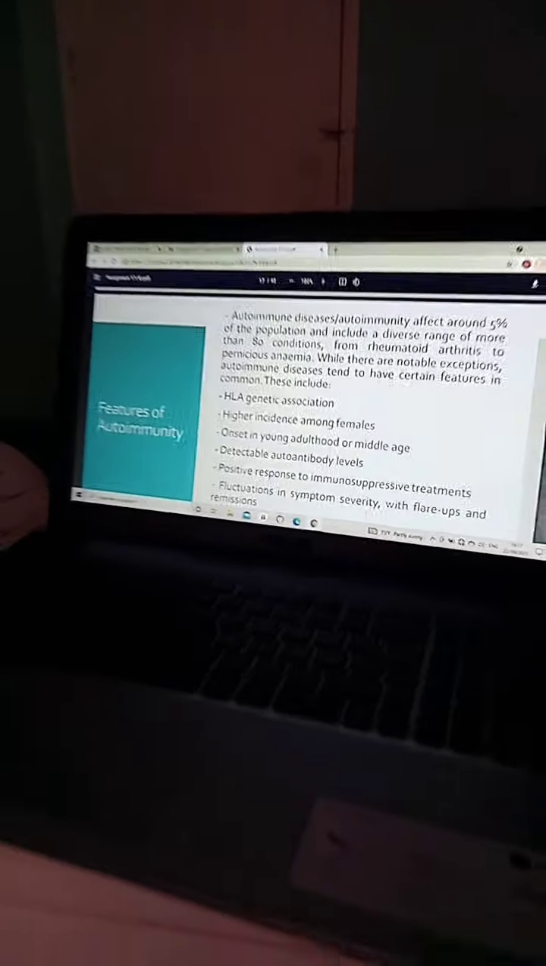Features of autoimmunity. Autoimmune disease affects around 5% of the population and includes a diverse range of more than 80 conditions, from rheumatoid arthritis to pernicious anemia.